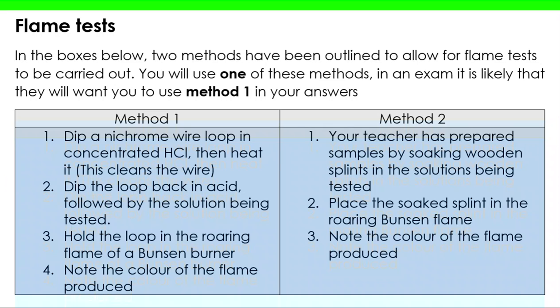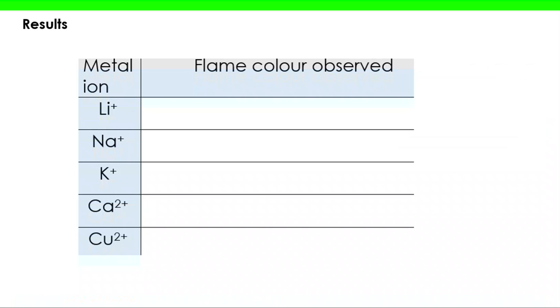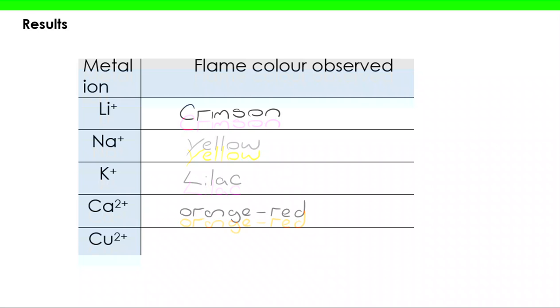It's really important that you remember each of the flame colours for the 5 examples that we have in this table. So see how you do, and then we're going to run through them in a second. So, lithium would be a crimson flame, whereas sodium would be a yellow flame. Potassium would give you a lilac flame. Calcium gives you an orange-red or brick-red flame, and copper ions will give you a green flame.